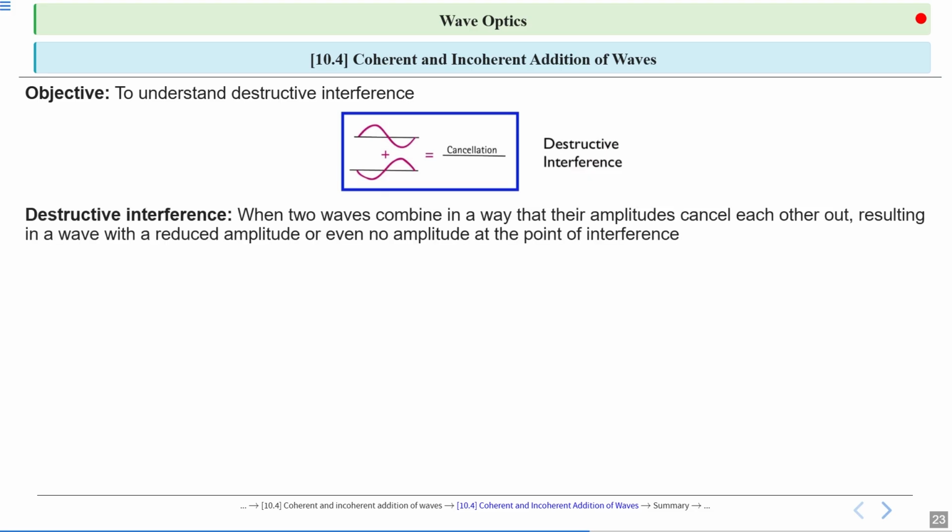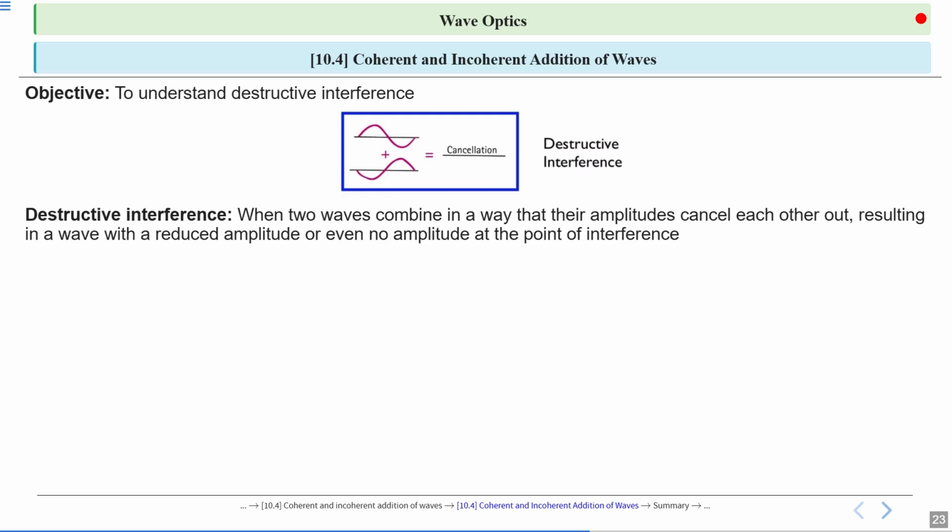So destructive interference means when two waves combine in a way that their amplitudes cancel out each other, resulting in a wave with a reduced amplitude or even no amplitude. It is not the case that every time amplitude or displacement will be 0. But when displacement is decreased, then we can say destructive interference is occurring.